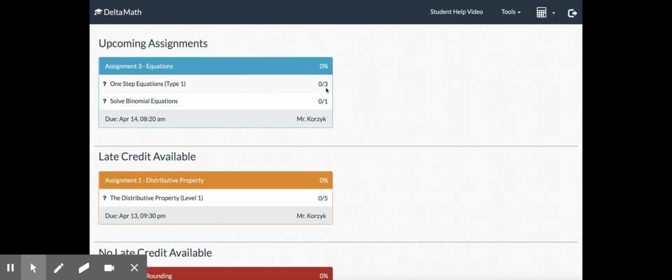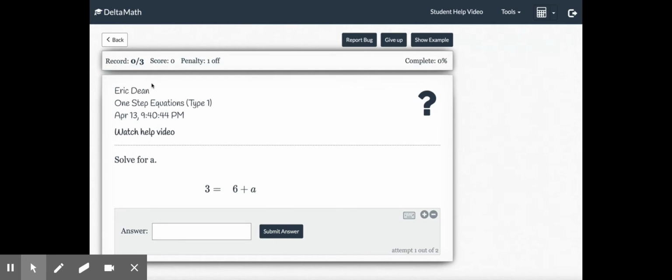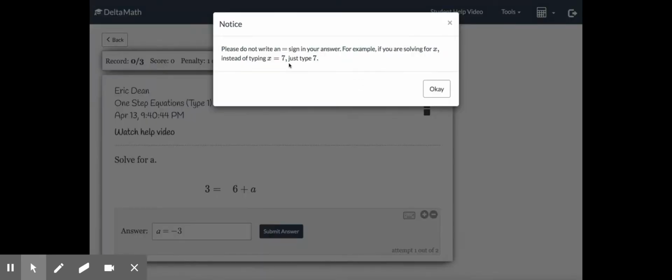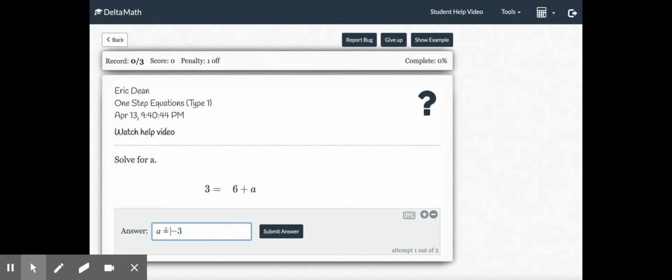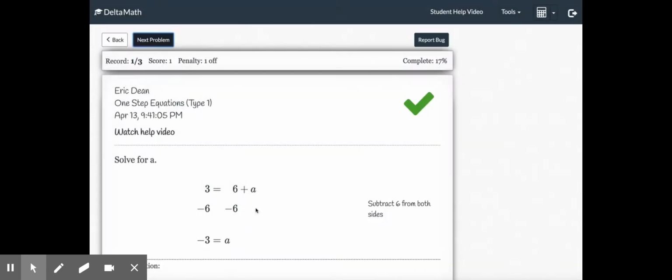We see that for this first problem, we're required to complete 3 problems successfully, and for the second type, we only need to do 1. Now we're going to click into this first one and we'll see the problem. So the question says solve for A, and it's a linear equation. Now I'm just going to subtract 6 from both sides. I'm going to type my answer in. If you try to type A equals -3, you'll get feedback saying don't write the equal sign, just write the answer. So on DeltaMath, you just want to write the answer for equations, so -3 is the answer.